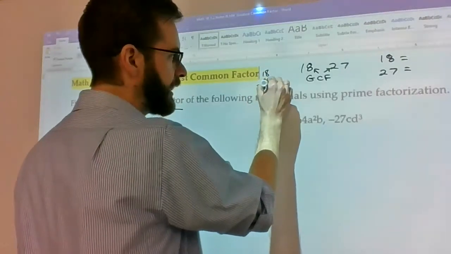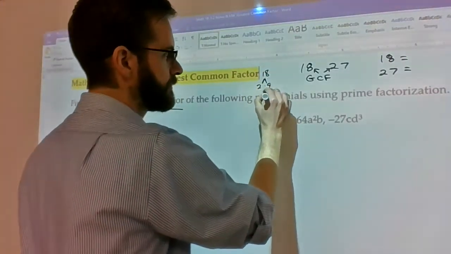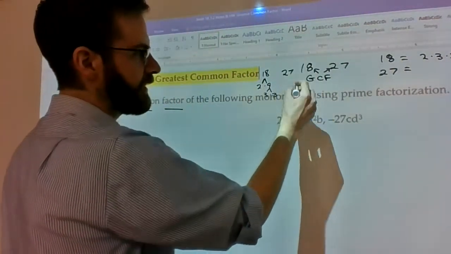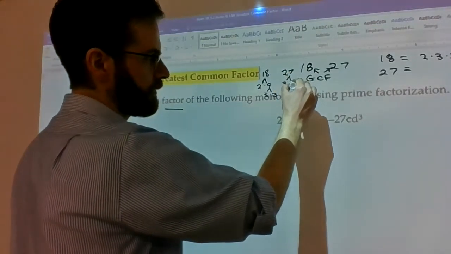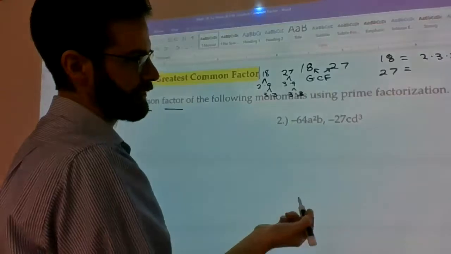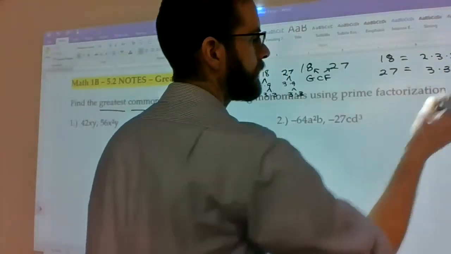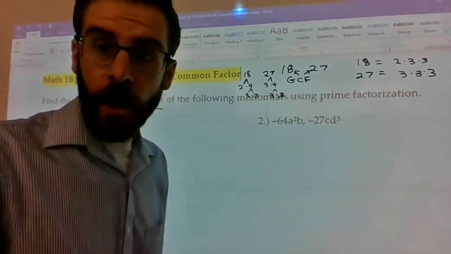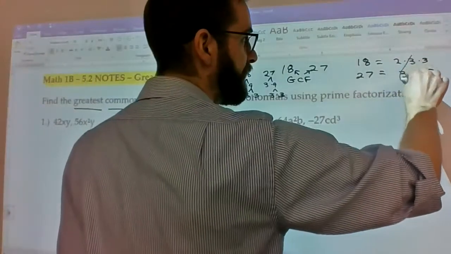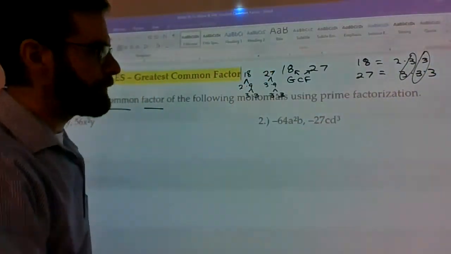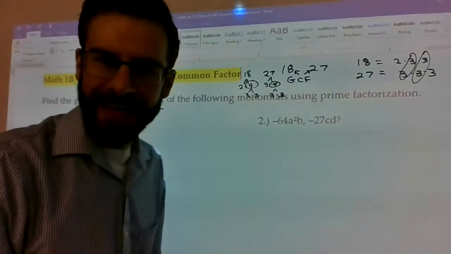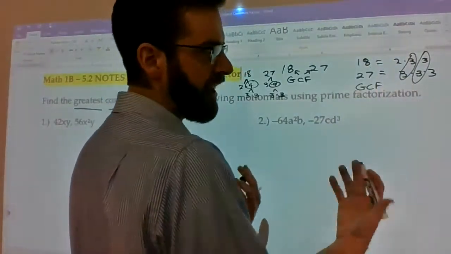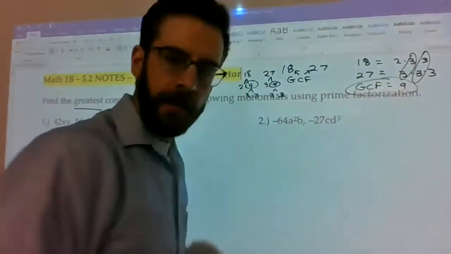So 18 is 2 times 9. That's 3 times 3. So you get 2 times 3 times 3. Got it? Now 27 breaks down as 3 times 9, which also breaks down to 3 times 3 times 3. Okay? Now the greatest common factor is the biggest number that they all divide. So they both divide 2 sets of 3s, but as you can see, those 2 sets of 3s can also be written as 9s. So the greatest common factor between 18 and 27, the biggest number that they both divide evenly, is going to be 9.